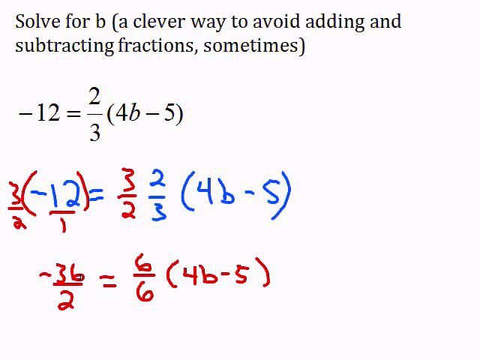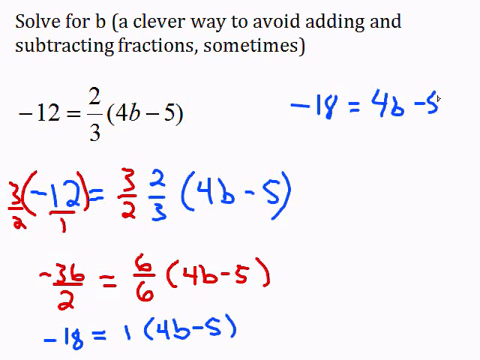Working it out further, negative 36 over 2 is negative 18. 6 over 6 is 1 times 4b minus 5. Now, by multiplying by the reciprocal of the fraction outside the parentheses, I was able to turn that 2/3 into a 1, which is a whole lot easier to distribute. All I'm left with is negative 18 equals, distributing the 1, I get 4b minus 5.